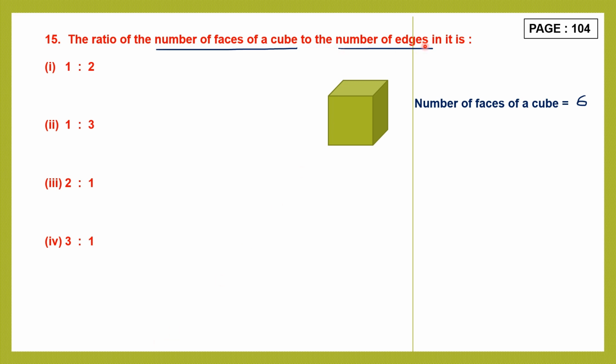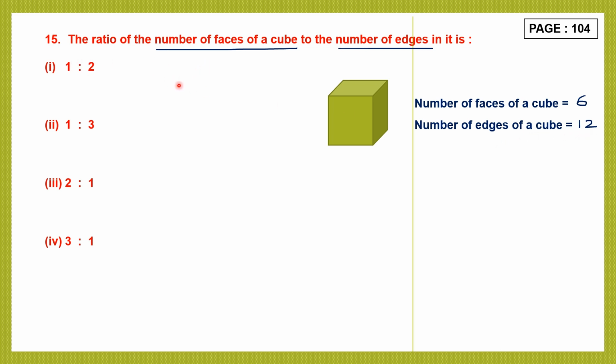Now the number of edges. What are the edges? Can you see this line? That is one edge. Can you see this line? That is another edge. This is another edge. Similarly, all these lines that you see are the edges of a cube. So how many edges does a cube have? A cube has 12 edges. So this you should know. So the number of faces of a cube is 6. Number of edges of a cube is 12.